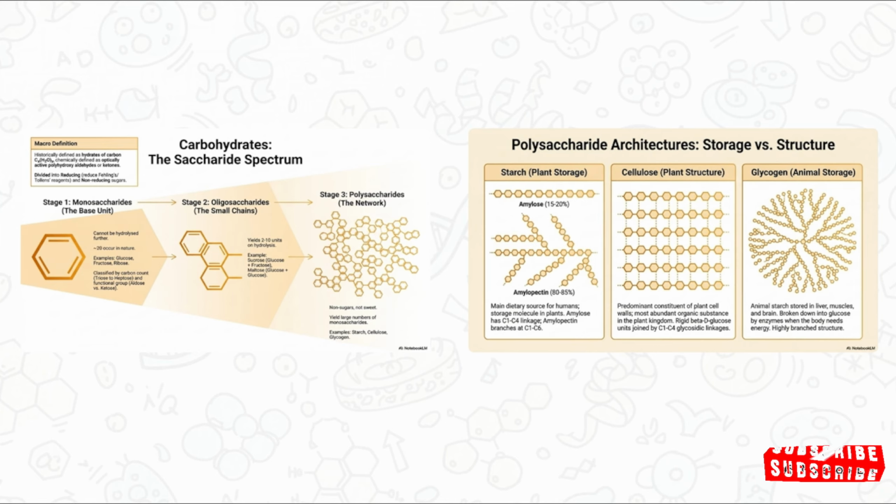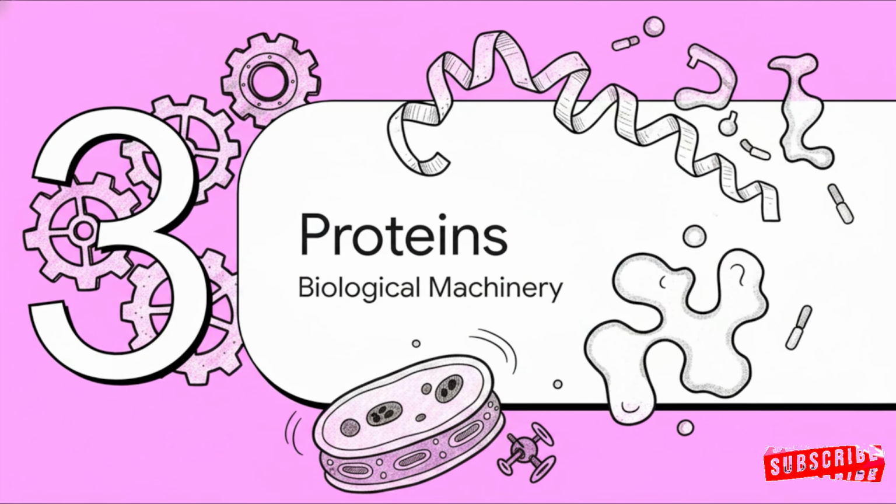Notice how those stage 1 base units actually link up to form vast stage 3 architectures. Starch acts as plant storage, cellulose consists of rigid units forming plant cell walls, and finally, glycogen, that highly branched structure you see there, is animal storage. So when you're playing a sport and your body needs a sudden burst of energy, enzymes will rapidly break down those complex glycogen branches right back into simple glucose fuel. Pretty cool, right? Okay, let's switch gears to section 3, proteins, the biological machinery.